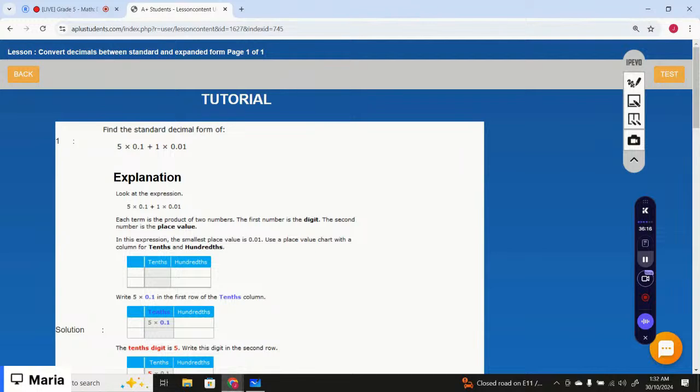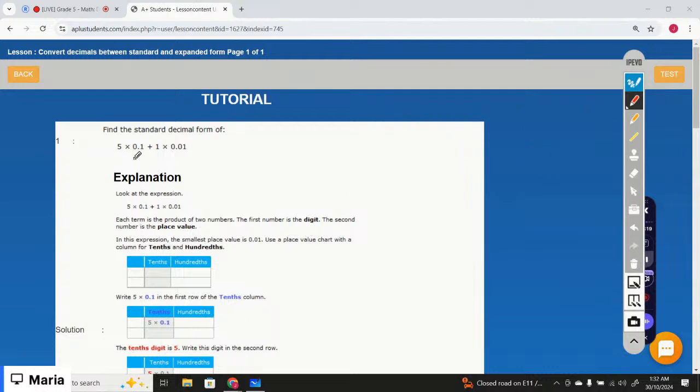The basic thing you need to understand here is this 0.1 tells you the place value of this digit 5, and this 0.01 tells you the place value of this one. 0.1 means 1 is at the 10th position. That means 5 is the digit that is at the 10th position. And then 0.01, 1 is at the 100th position. So the number they make is 0.51.